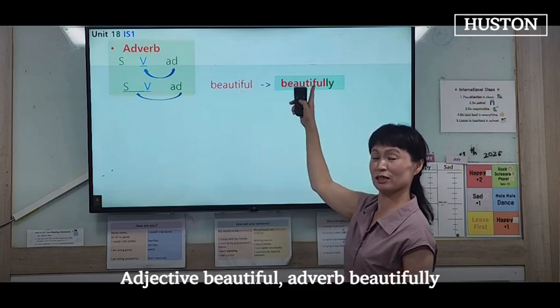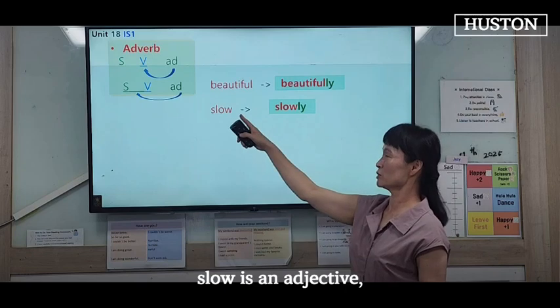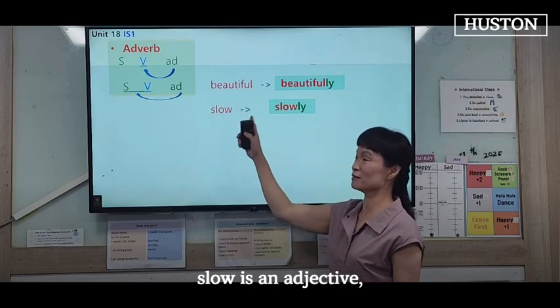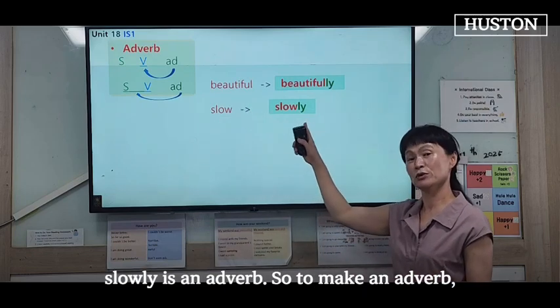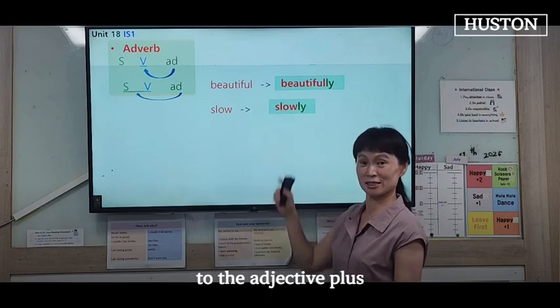Adjective, beautiful. Adverb, beautifully. Slow, slowly. Slow is an adjective, slowly is an adverb. So to make an adverb, add ly to the adjective.